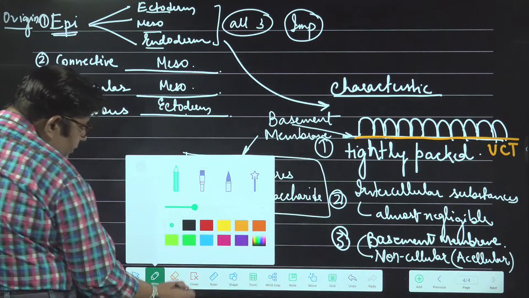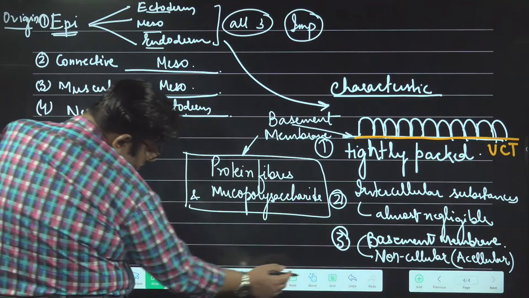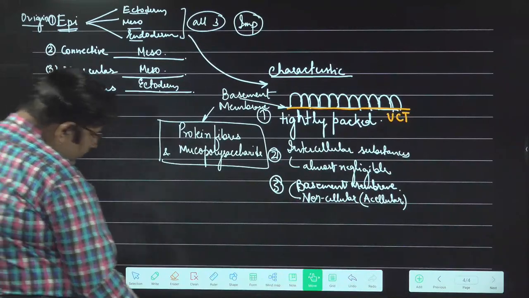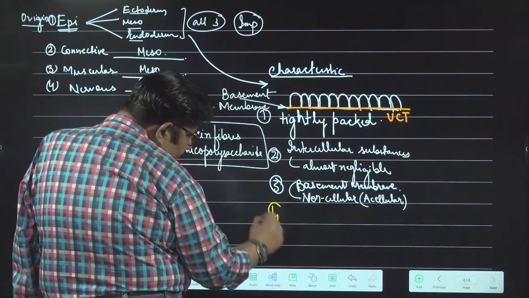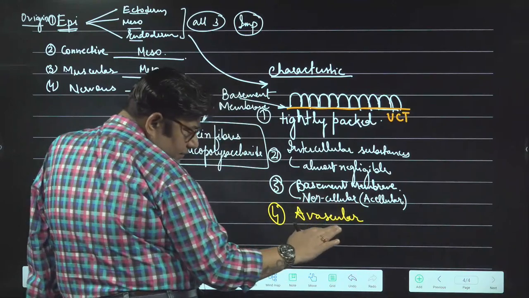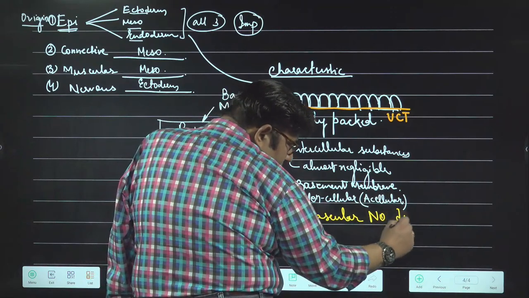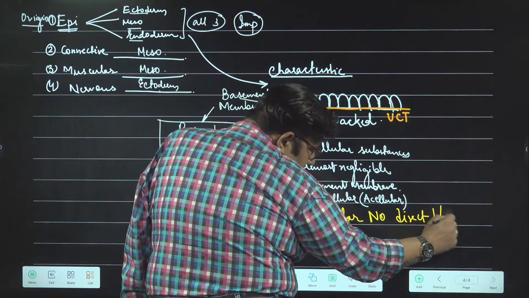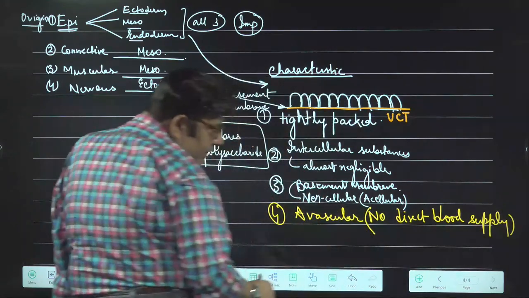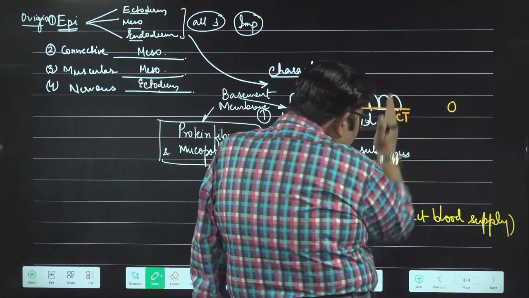Point number four, which cannot be ignored, a very important point here, is that there is no blood supply. This is the only tissue which is avascular. Beta, the only tissue which is avascular. That means it has no personal blood supply, no direct blood supply. There is no blood vessel coming inside the epithelial tissue. Because the cells are tightly packed, the neurons are unable to penetrate between them.